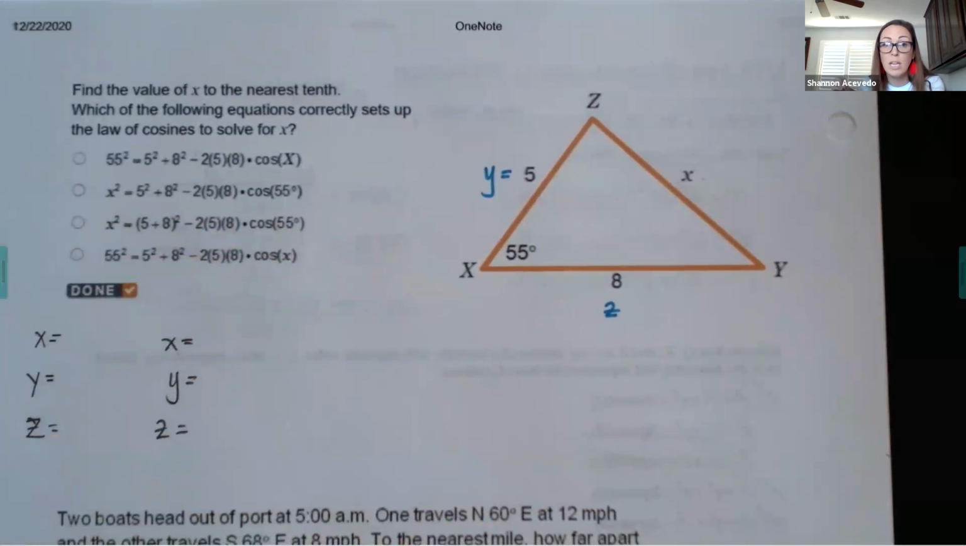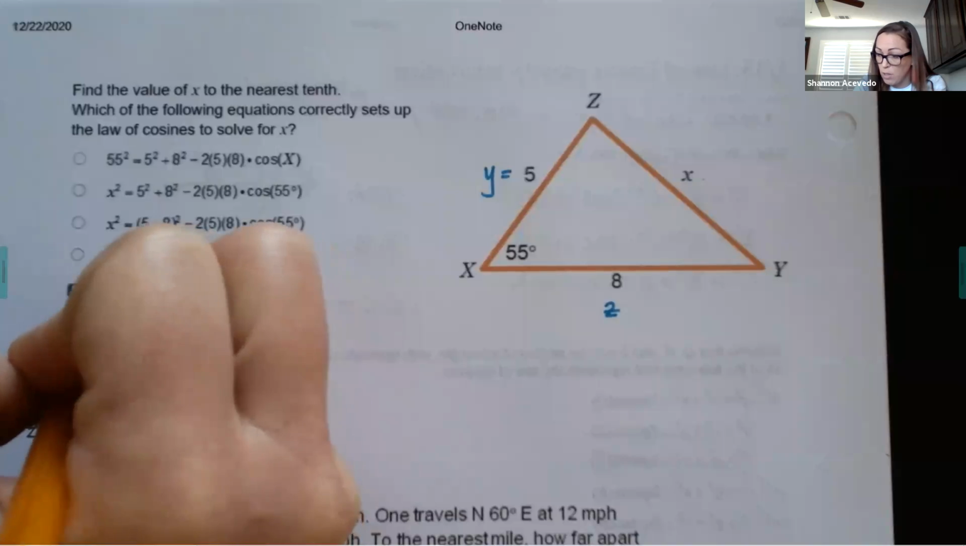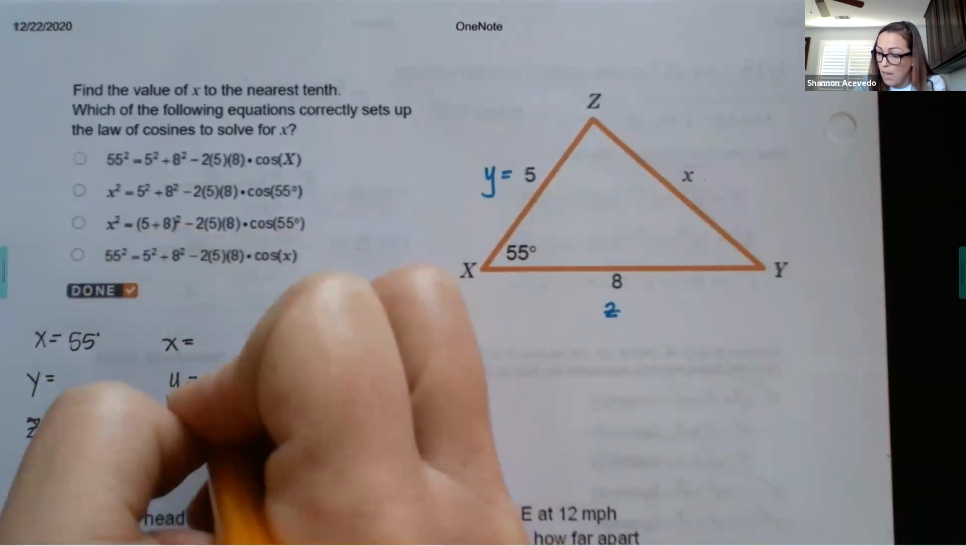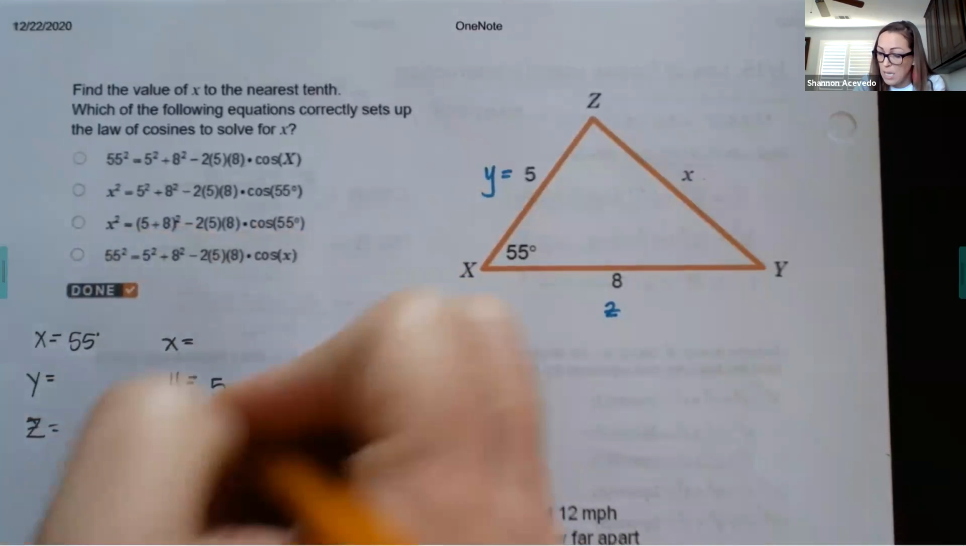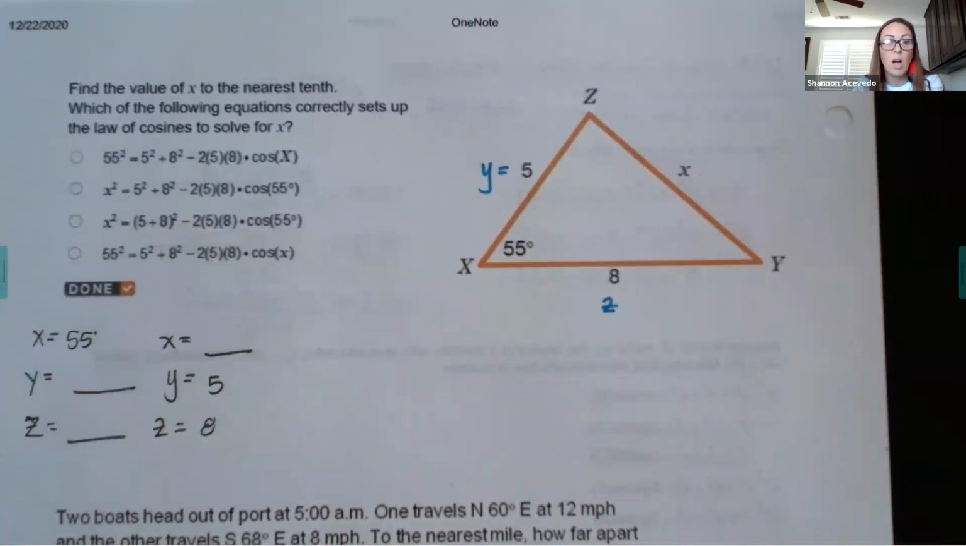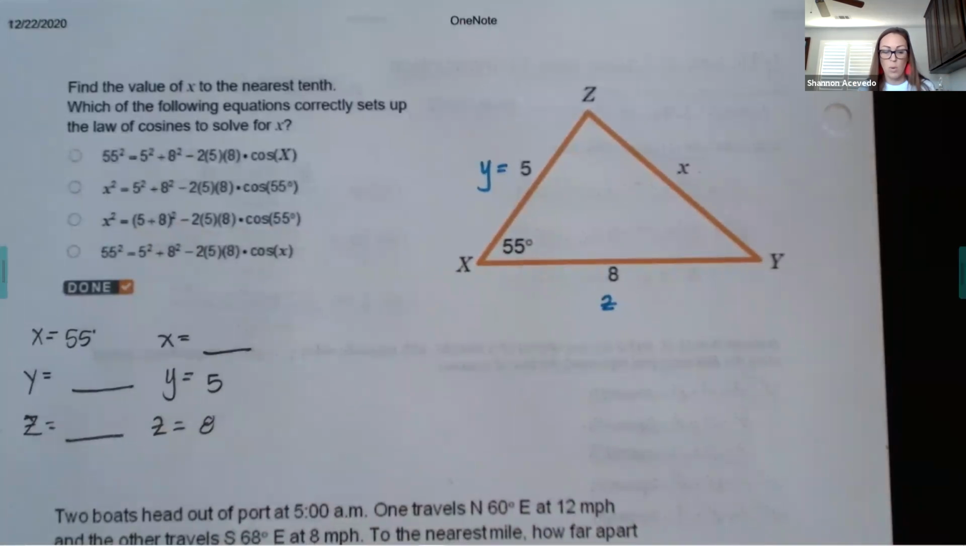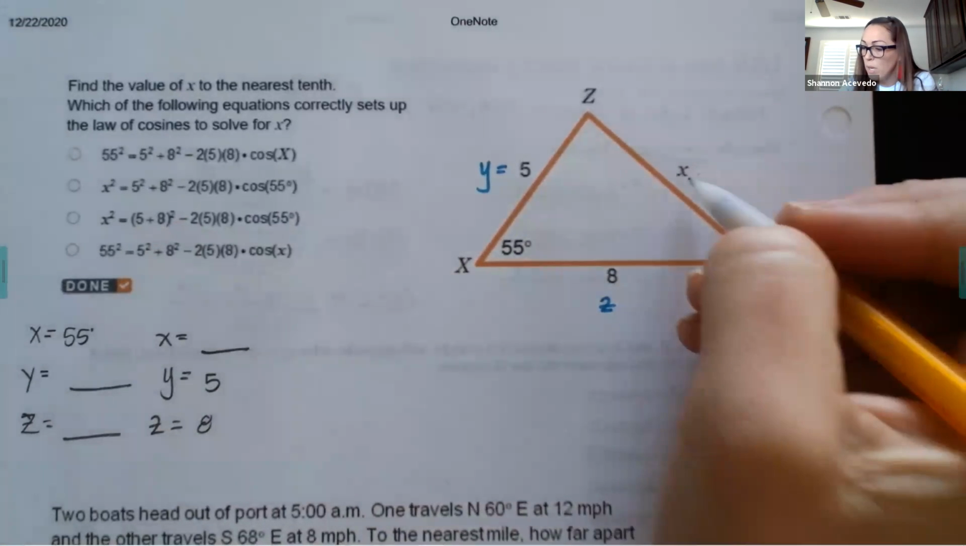So how do I know which one to use? If this is 55 degrees, I know my Y is 5, I know my Z is 8. I look here and I can see I don't have a full set, which means it's going to be a law of cosines. If I don't have a full set, it's going to be a law of cosines. All right, so I need to solve for x. And you don't even have to solve it all the way out. They just want the equation.